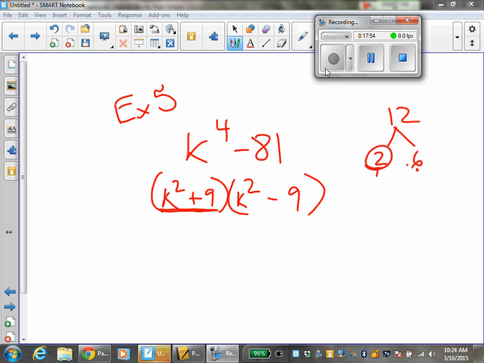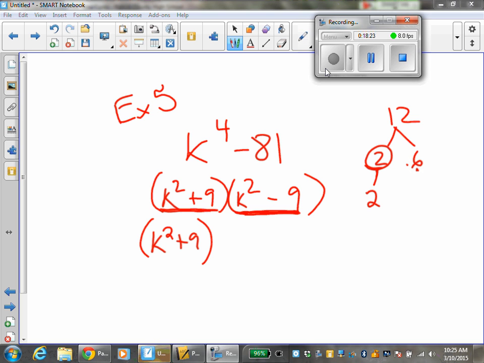Okay, is this a difference of 2 squares? What I'm pointing to right now. No, no, no, no, no. And what do you know about if it's a sum? Lindsay asked. If it's a sum, it's prime. You can't do anything with it. So this is like our 2. So what do you do with the 2? You bring him down. Okay, you can't do anything with the k squared plus 9. You bring him down. But look over here.